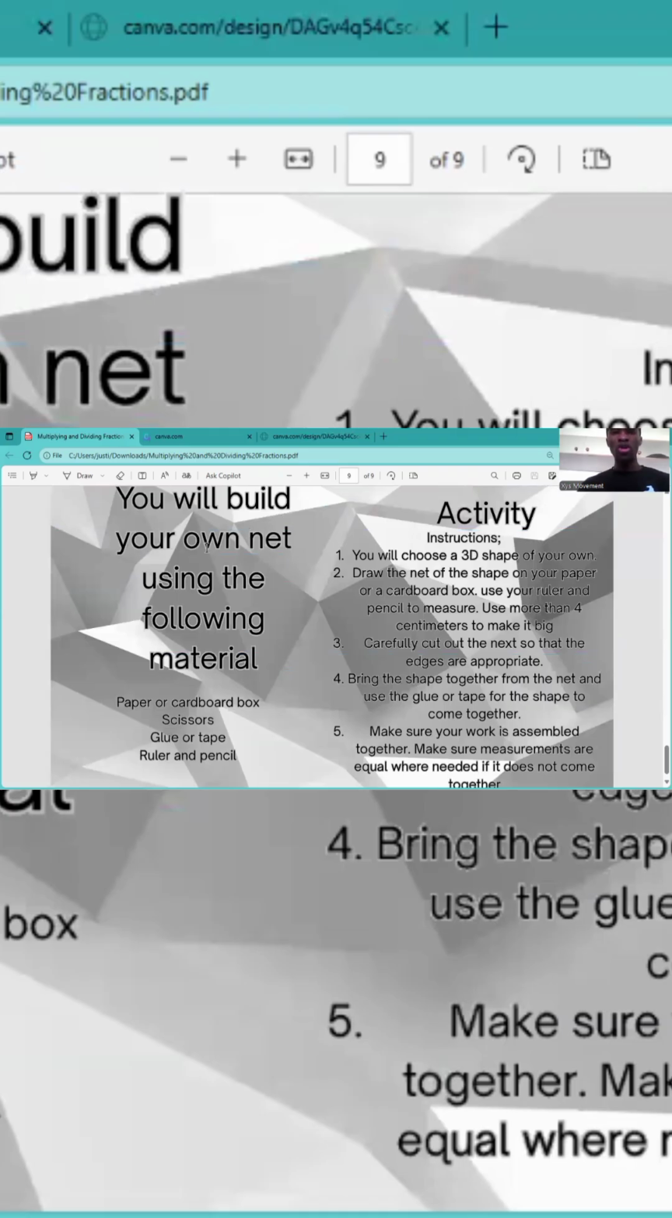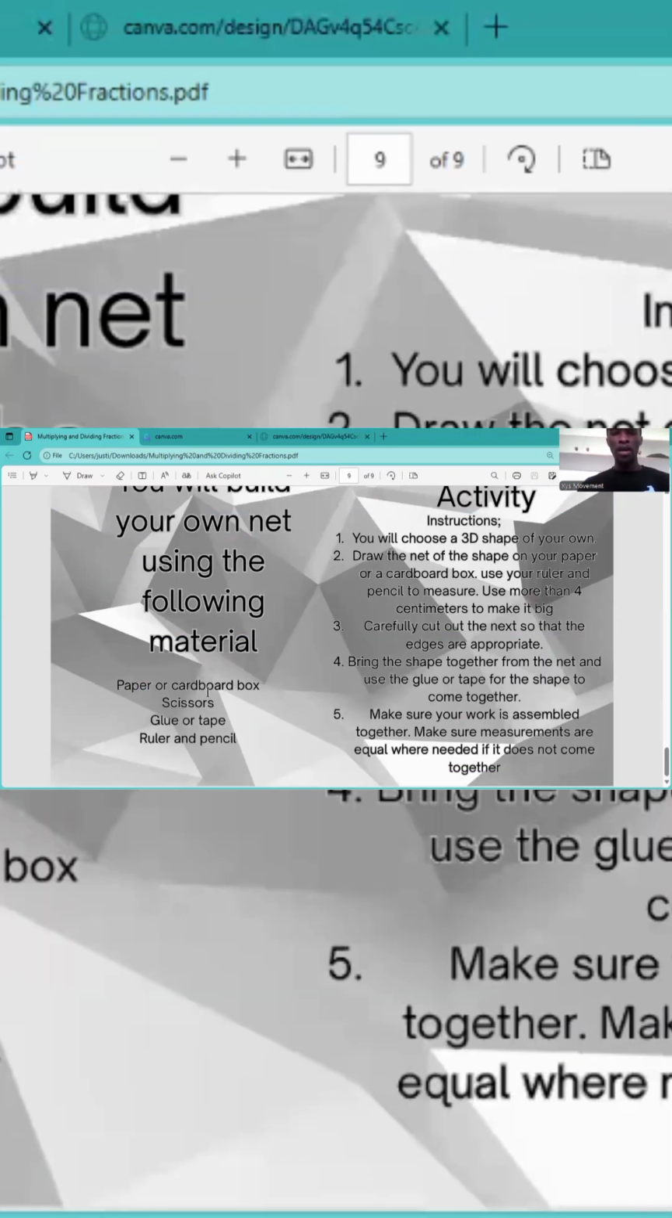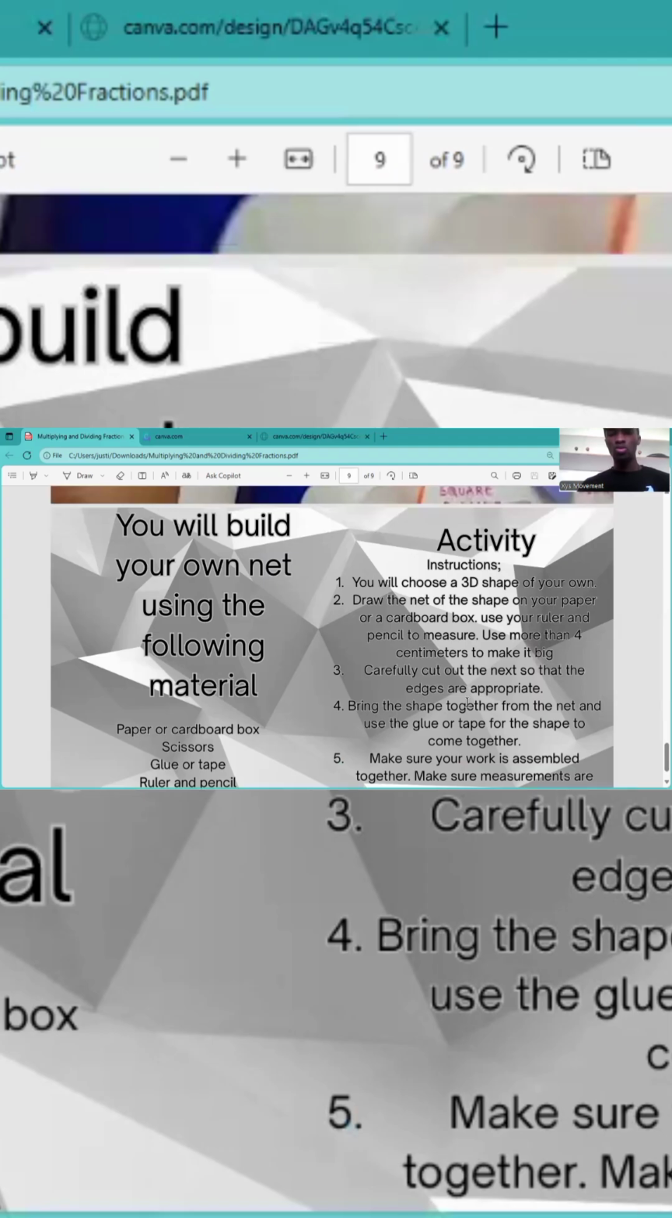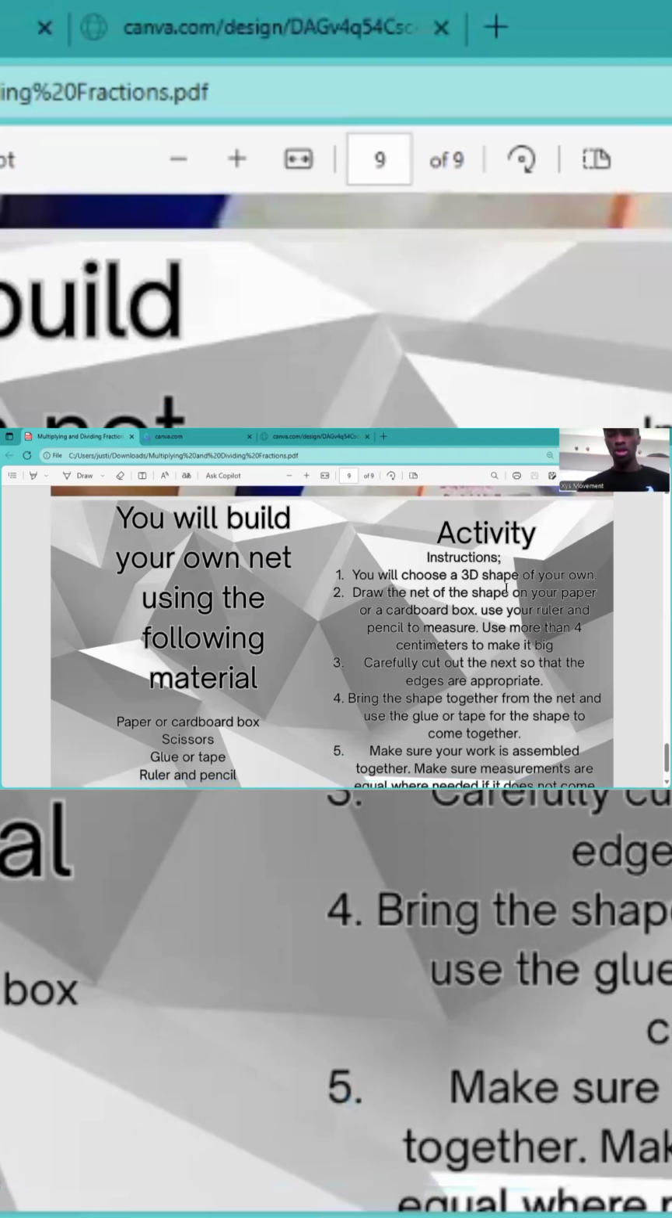So now you know how to fix the edges and how to assemble the edges and assemble the nets. Thank you. So you're going to build your own net using the following materials. You're going to use paper and a cardboard box. These are the materials that you're going to use, and this is the class activity or a homework activity. You're going to use a ruler and a pencil, and this is what you're going to do when you get all these materials. You're going to first choose any shape of your choice.